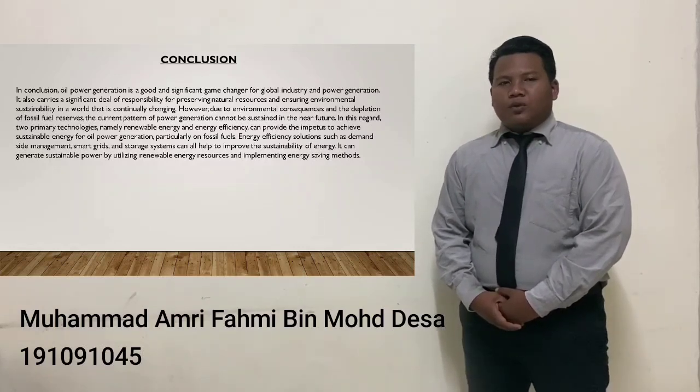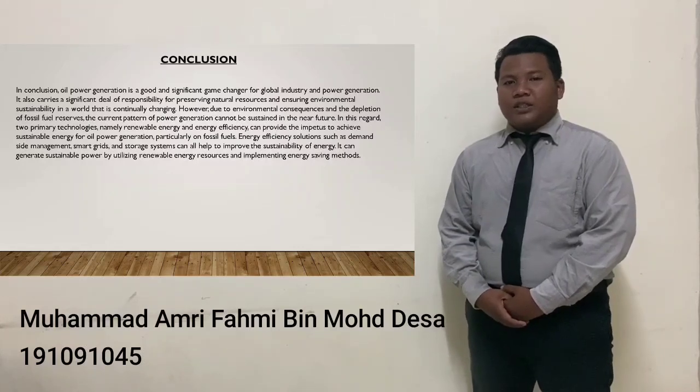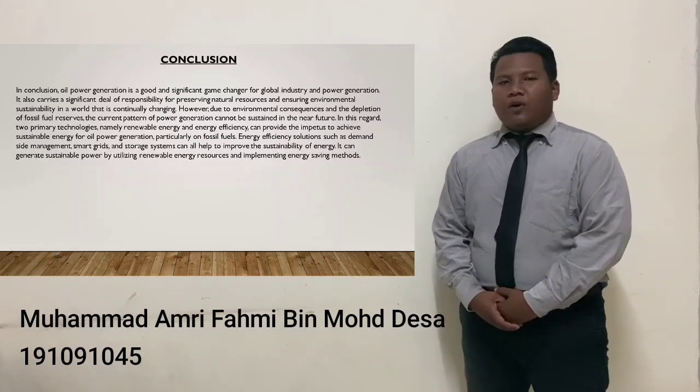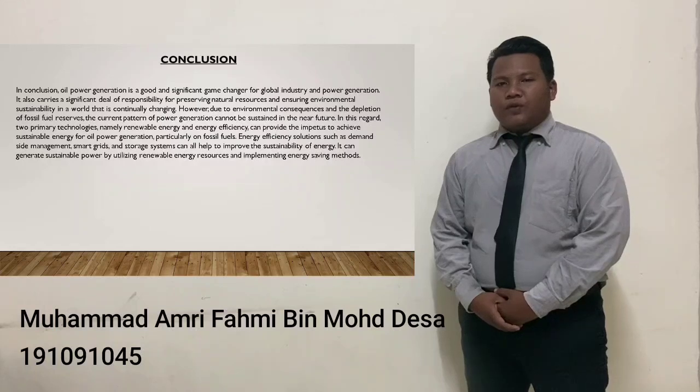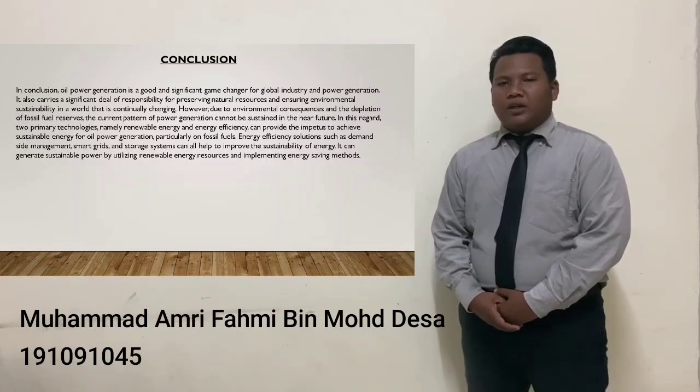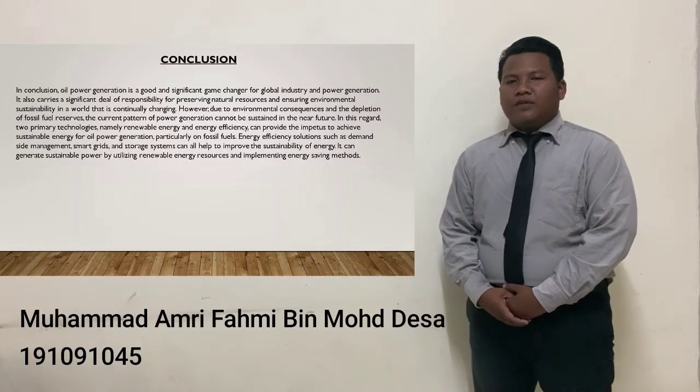In this regard, two primary technologies, namely renewable energy and energy efficiency, can provide the impetus to achieve sustainable energy for power generation. Particularly in fossil fuel energy, efficient solutions such as demand side management, smart grid, and storage systems can all help to improve the sustainability of energy. It can generate sustainable power by utilizing renewable energy resources and implementing energy saving methods.